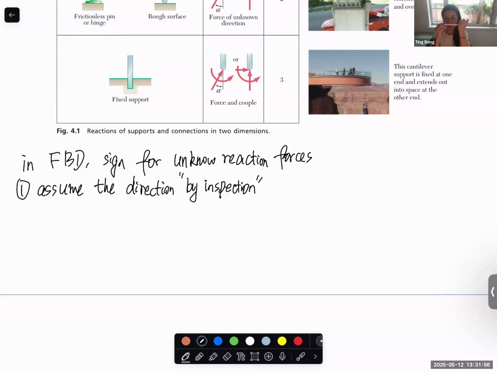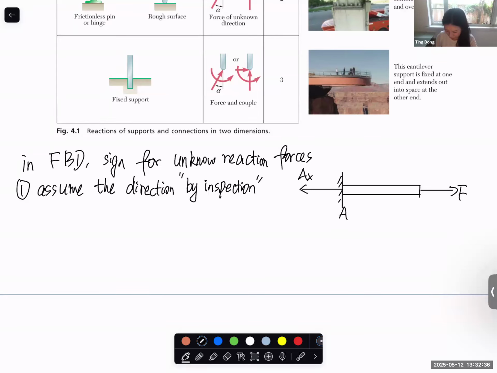You know that the reaction force, yes, it's unknown, but you know that the reaction force applied by this wall should be in the opposite direction, in the same magnitude, right? So for this situation, by inspection, you know the direction of the reaction force. If you have tensile force applied at a free end, then the reaction force should be in this direction. So let's say this is the point A, then it should be in this direction.